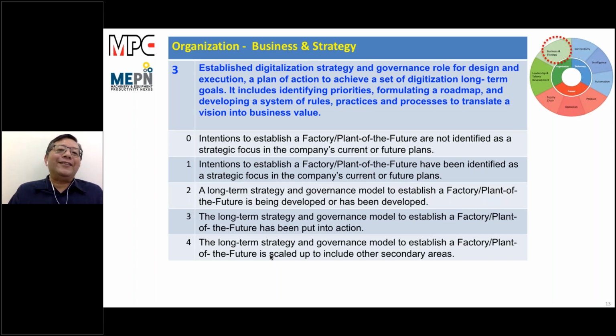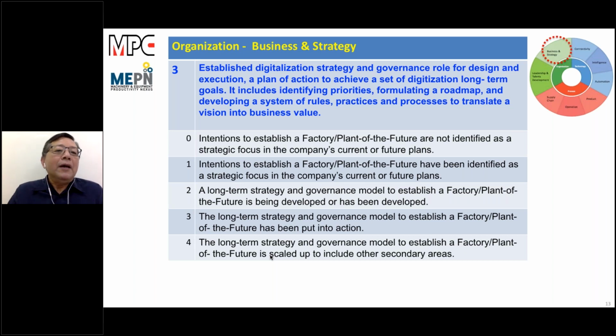You look at that, the question asks, establish a digitization strategy and governance role for design and execution, a plan of actions to achieve a set of digitization long-term goals. Okay, remember, it's a long-term goal. It includes identifying priorities and also formulating a roadmap and developing a system of rules, practices, and processes to translate a vision into business value. Okay, I do not see many Malaysian companies come to this level, but most of the MNCs are focusing on this very, very critical area because this is a business strategy.